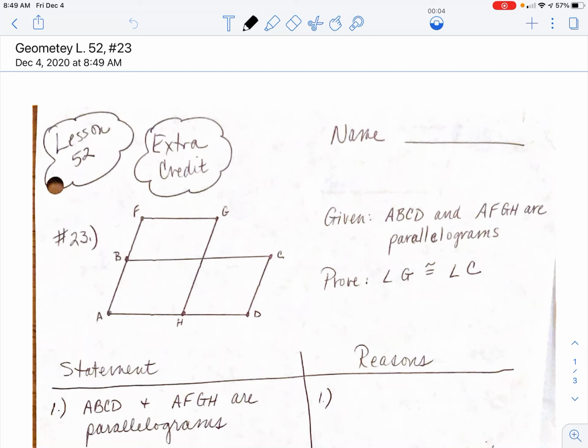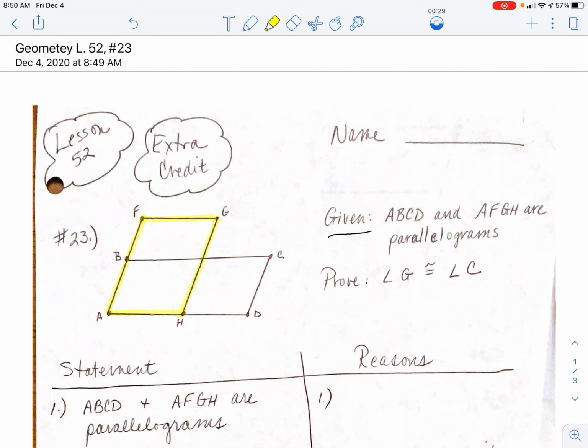Okay, Lexi, here is number 23 from lesson 52. So what we have here, according to our given information, is that we have two parallelograms. We have ABCD and we have AFGH. I would like for you, if you have some highlighters there or colored pencils or something, to kind of define those two parallelograms.